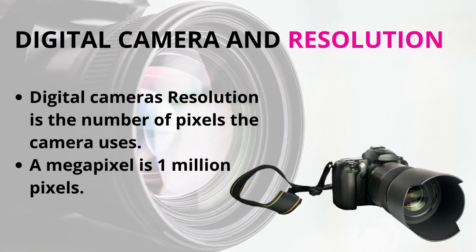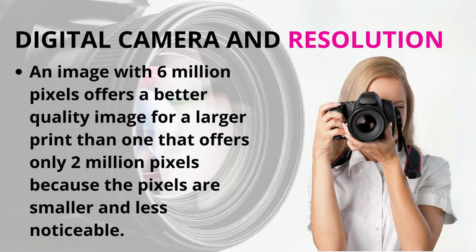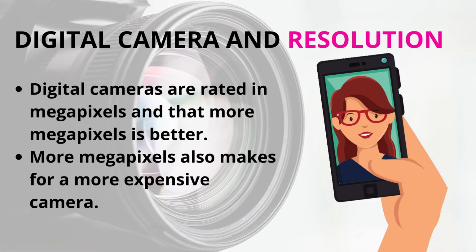Digital cameras and resolution. A digital camera's resolution is the number of pixels the camera uses. A megapixel is 1 million pixels. An image with 6 million pixels offers a better quality image for a larger print than one that offers only 2 million pixels, because the pixels are smaller and less noticeable. Digital cameras are rated in megapixels, and more megapixels is better. More megapixels also makes for a more expensive camera.